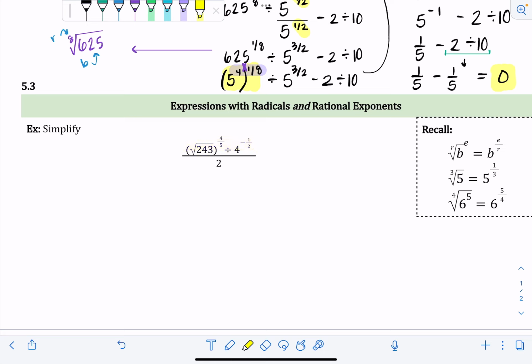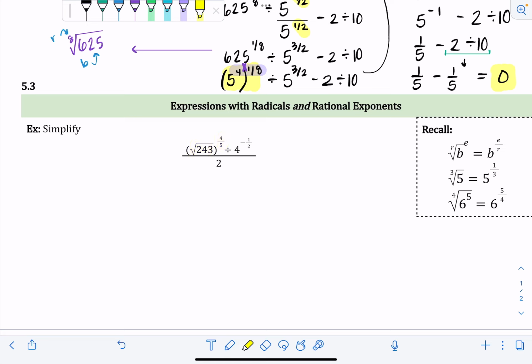Okay, so first of all, the square root of 243 is not a perfect square. If I take the square root of it, I would get a decimal. I wouldn't get a nice clean answer. So I'm not going to take the square root of it. I don't like how the square root of 243 is a radical and this 4/5 is a rational exponent. I don't like how they're in two different forms. So I want to get them in the same form.